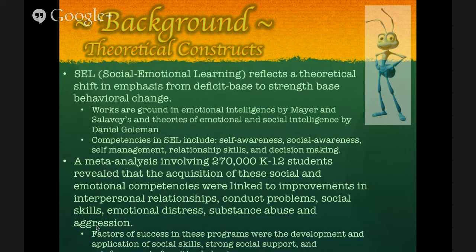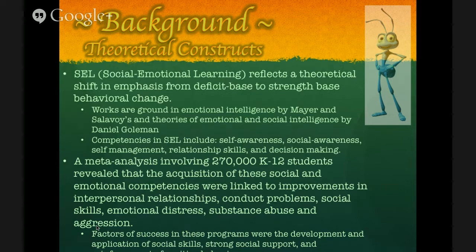Now, SEL, social emotional learning, reflects a theoretical shift in emphasis from deficit-based to strength-based behavioral change. Works are grounded in emotional intelligence by Mayer and Salovey, and theories of emotional and social intelligence by Daniel Goleman. Competencies in SEL include self-awareness, social awareness, self-management, relationship skills, and decision-making.